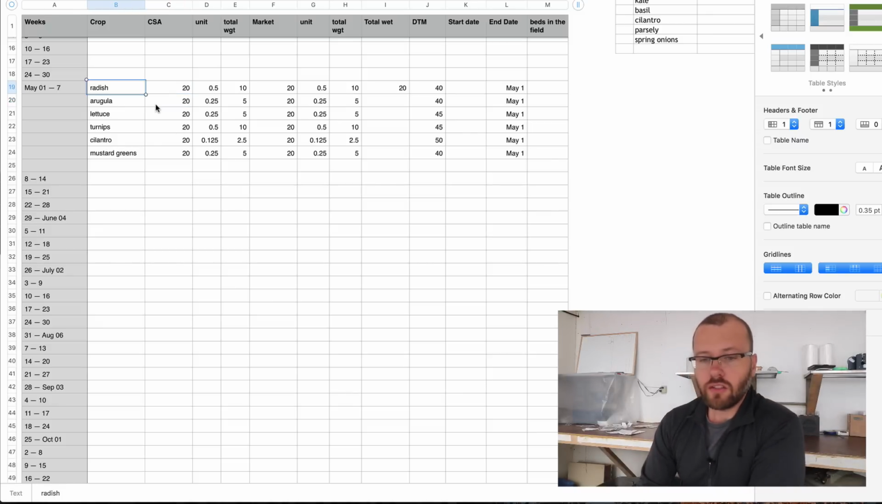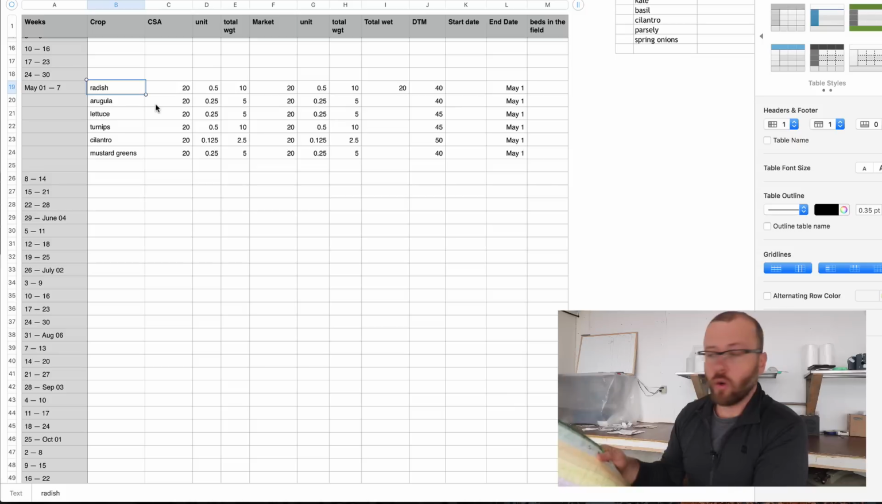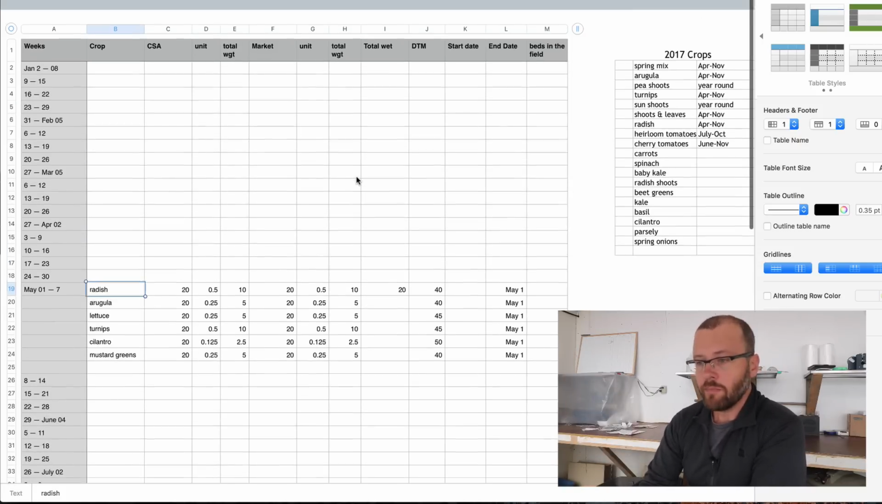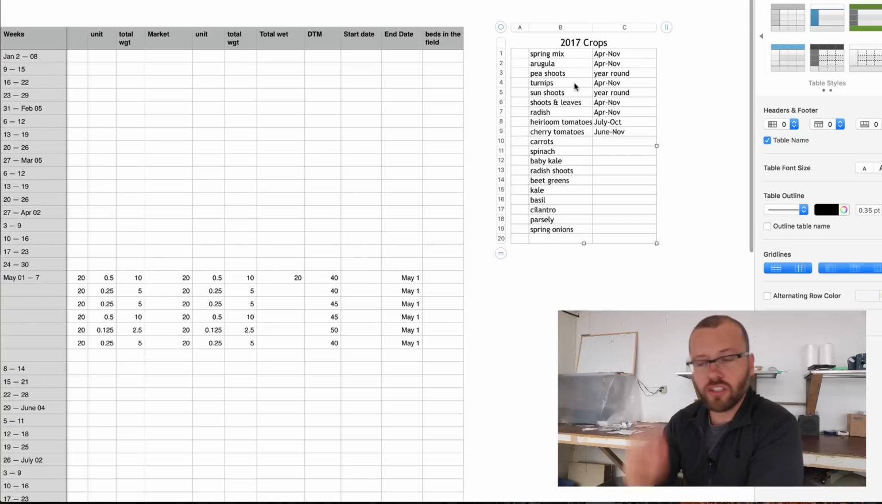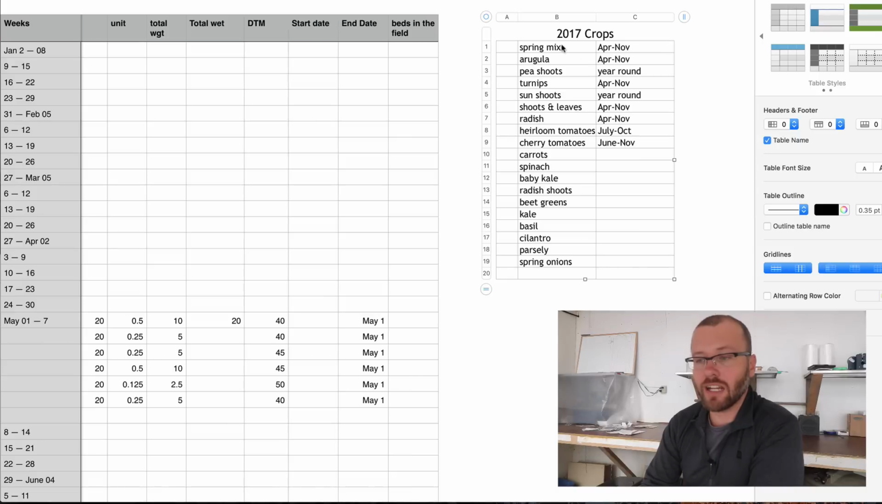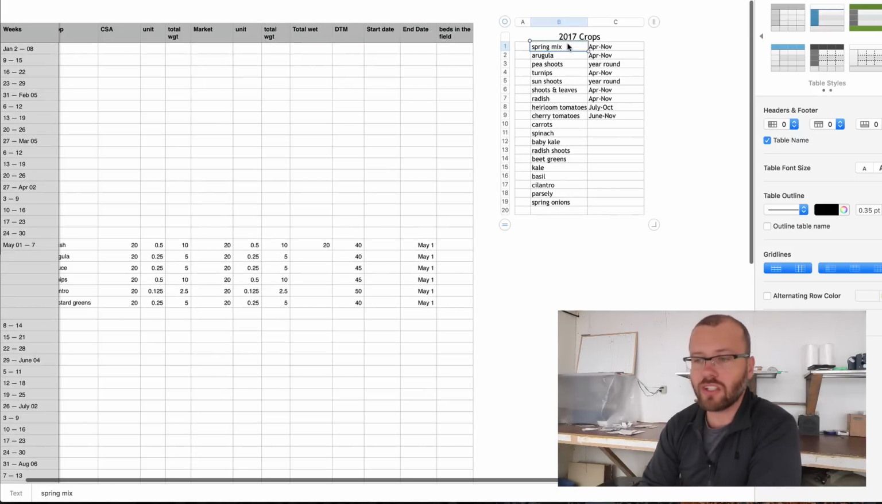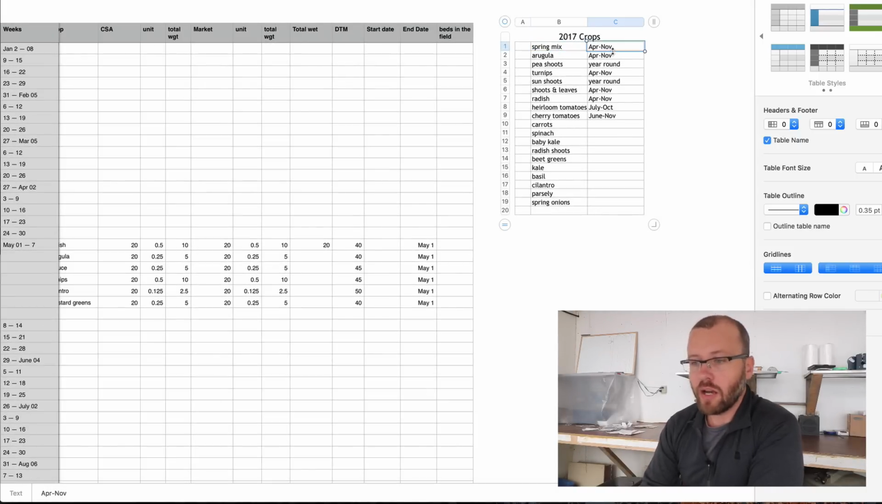So we can deduce what are the vegetables that would be ready around this time and make a list of that. Over here, on this side of the chart, is a list of all the crops I'm going to grow and the seasonality of when those crops will be available. So it's going to be different for everybody. But for myself, I can typically have lettuce between April and November, arugula between April and November, pea shoots year-round, and so on and so forth.